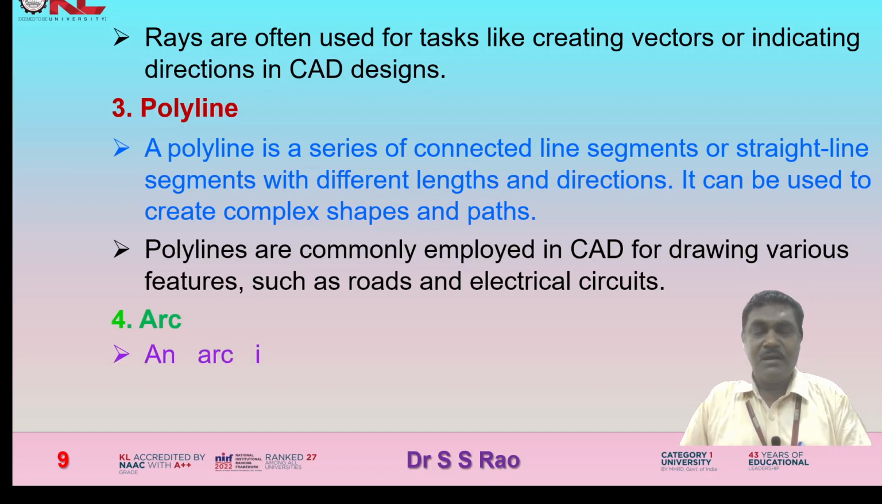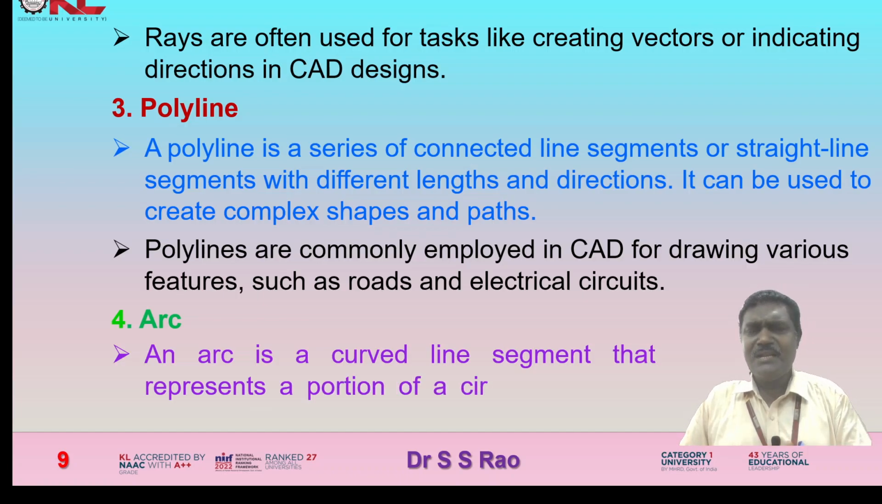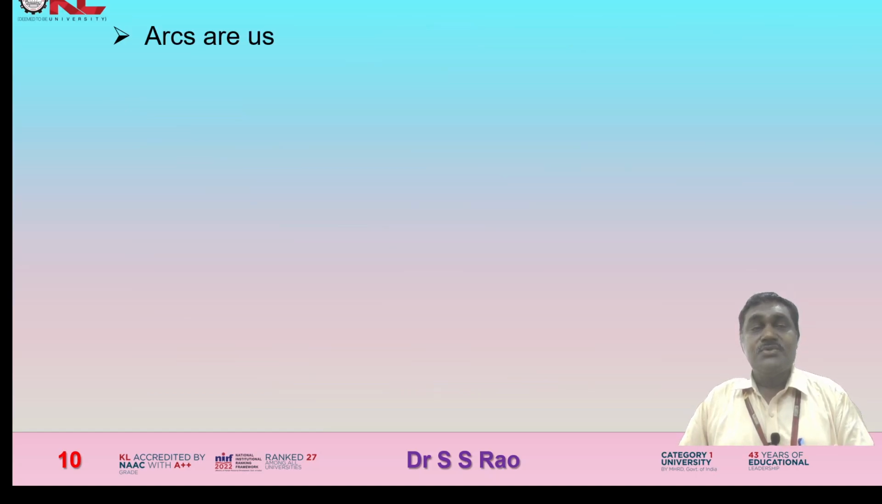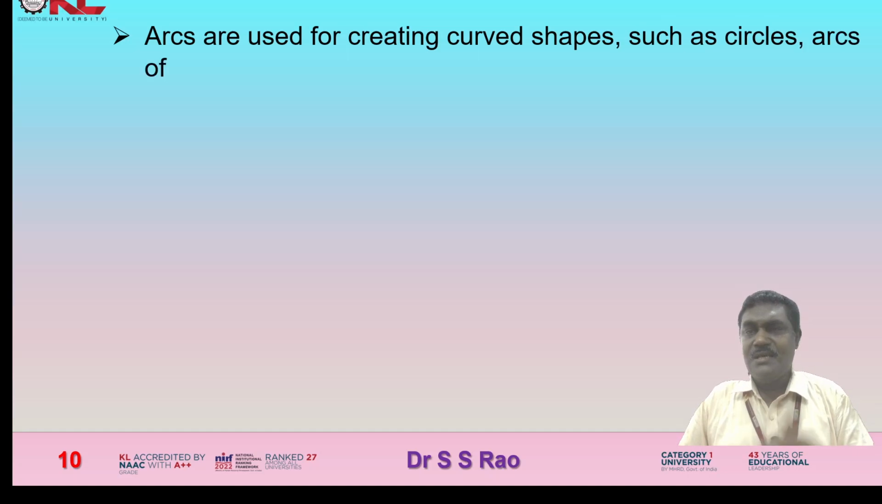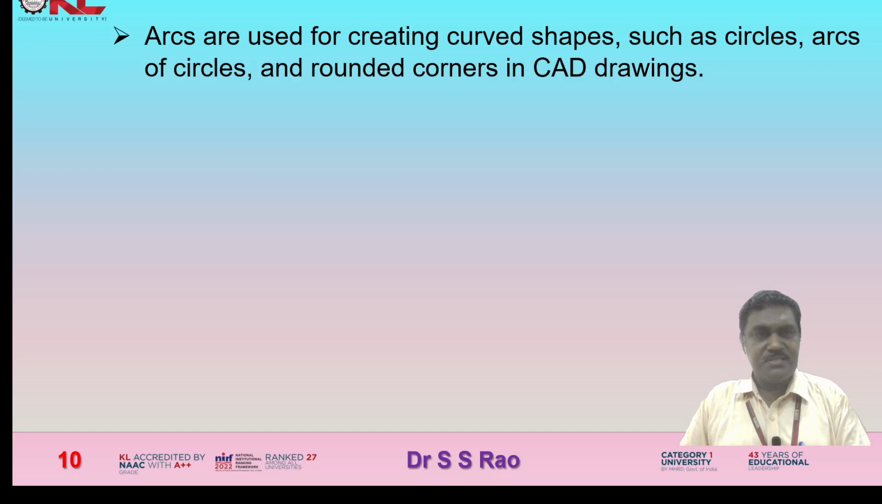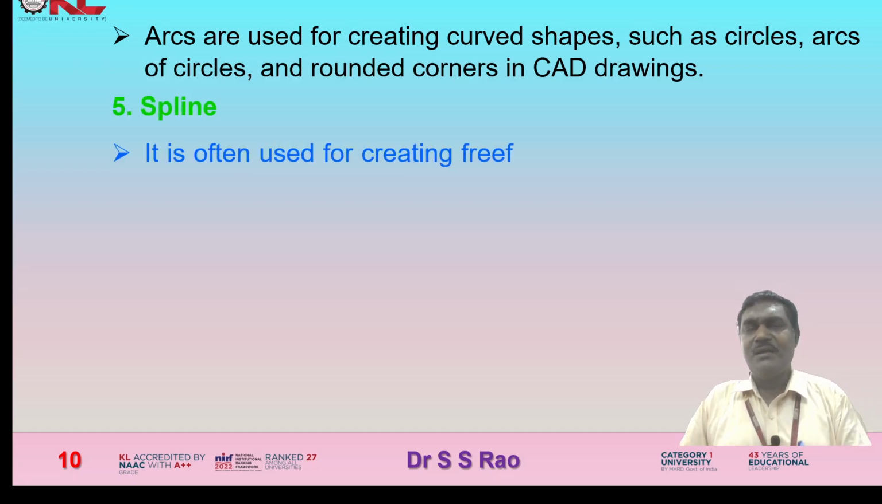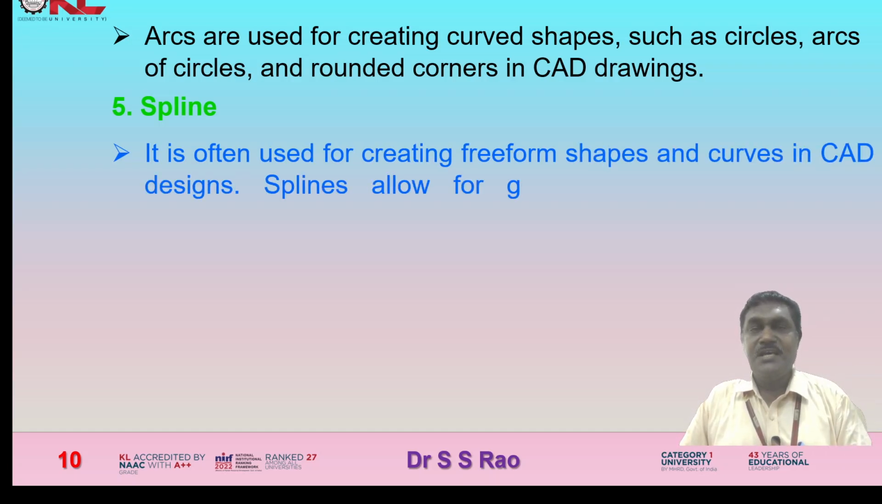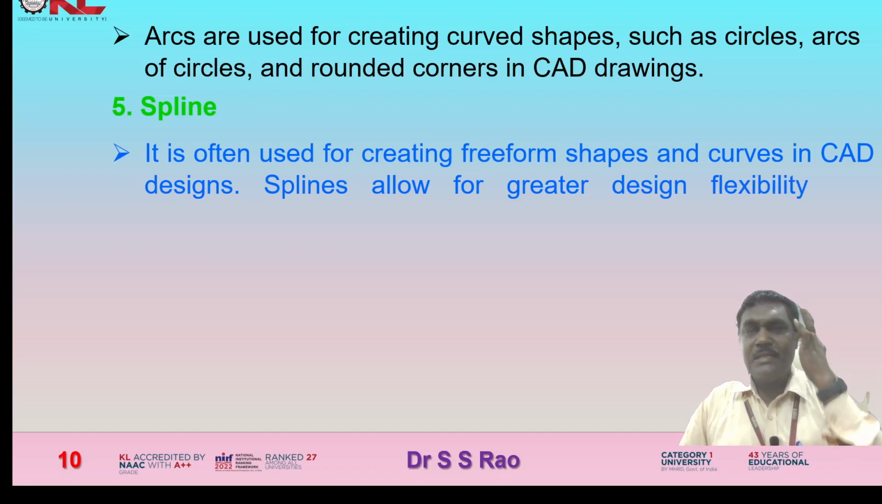Fourth one is the arc. An arc is a curved line segment that represents a portion of a circle or a more complex curve. Arcs are used for creating curved shapes such as circles, arcs of circles and rounded corners in CAD drawings. Then splines. A spline is often used for creating free-form shapes and curves in CAD designs. Splines allow for greater design flexibility and precision.